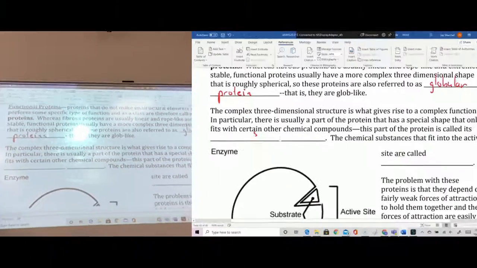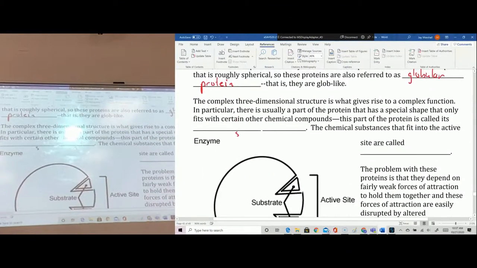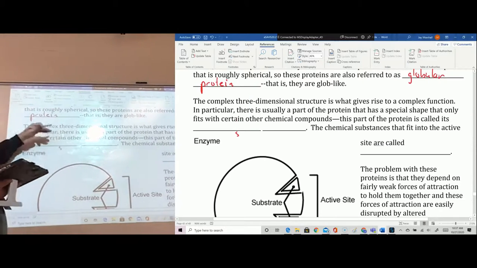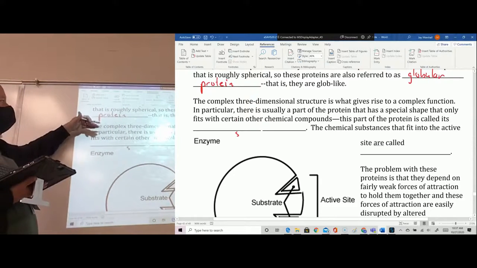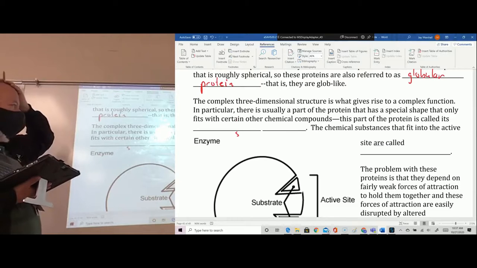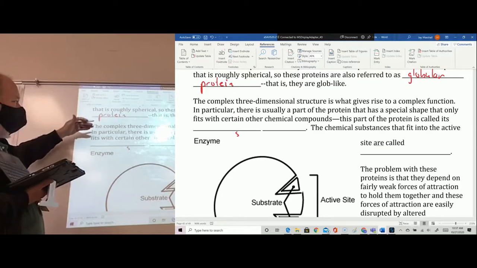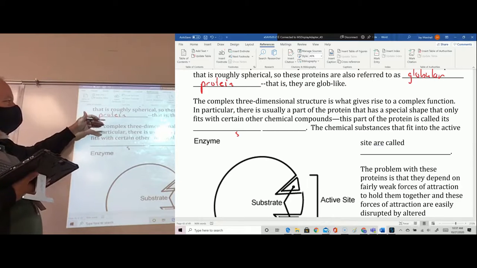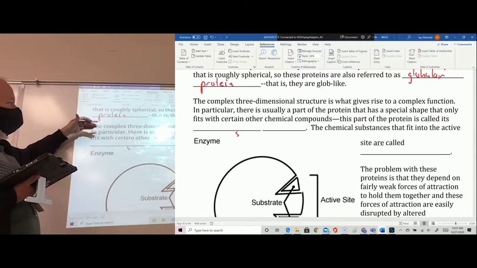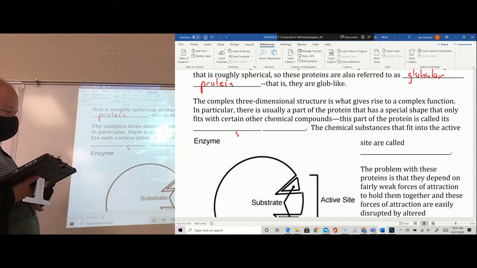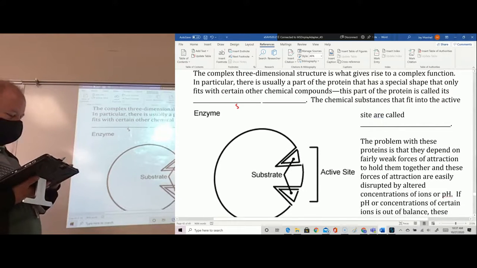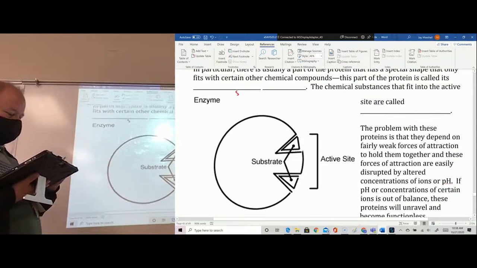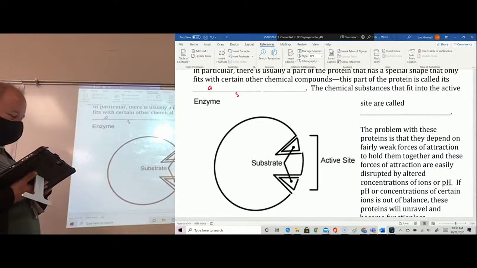Okay, and the three-dimensional structure is what gives rise to a complex function. Usually, there's part of the protein that has a special shape, and we'll finish here in just a few minutes. There's usually a part of the protein that has a special shape that only fits with certain other chemical compounds. Okay? And this part of the protein is called the active site.